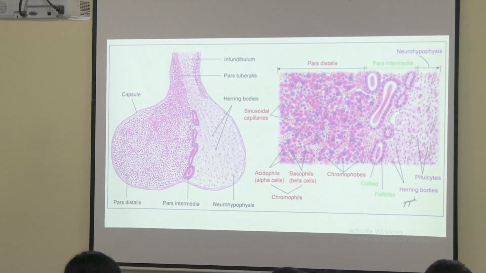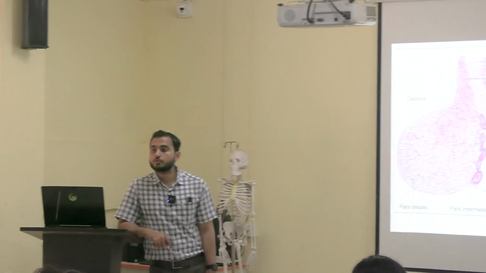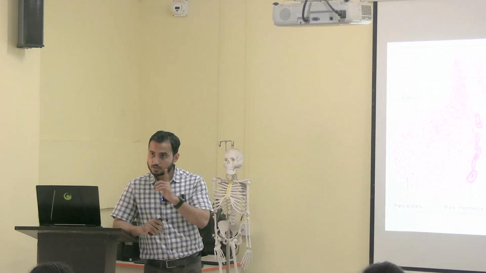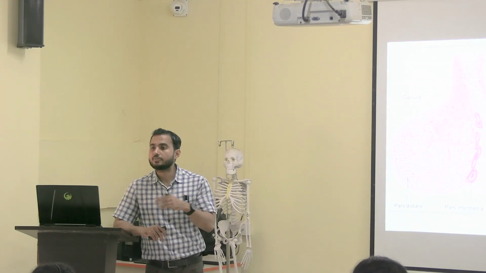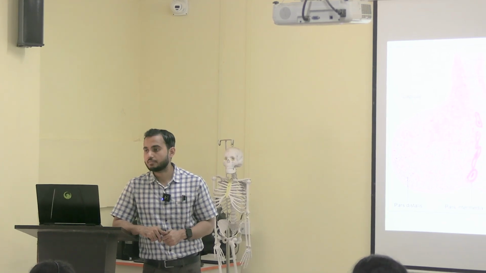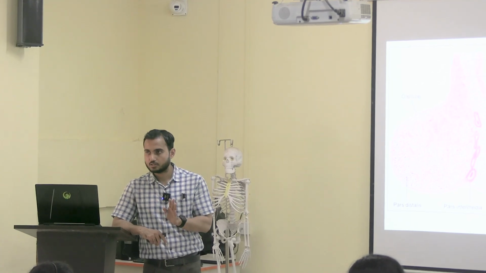Okay, next, what type of cells will be there inside the pars intermedia? Which cells will be there in the pars intermedia? Basophil cells will be present and chromophobe cells will be there. So chromophobes have no function, and the basophil cells which are there, what is their function? To produce one hormone, that is the MSH, melanocyte stimulating hormone. Okay, so that is the pars intermedia. Okay.